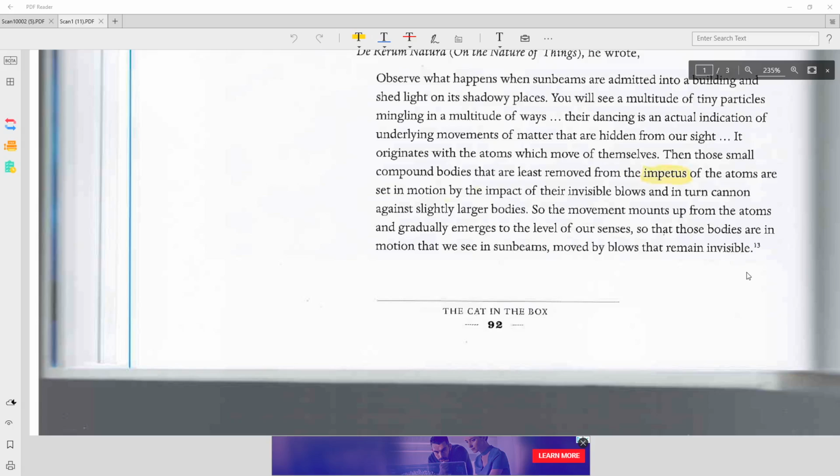Then those small compound bodies that are least removed from the impetus of the atoms are set in motion by the impact of their invisible blows and in turn cannon against slightly larger bodies. So the movement mounts up from the atoms and gradually emerges to the level of our senses, so that those bodies are in motion that we see in sunbeams, moved by blows that remain invisible."